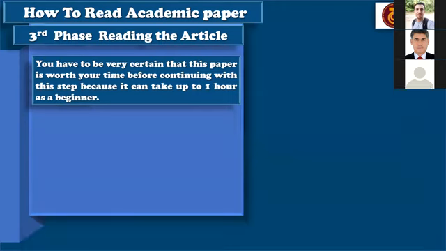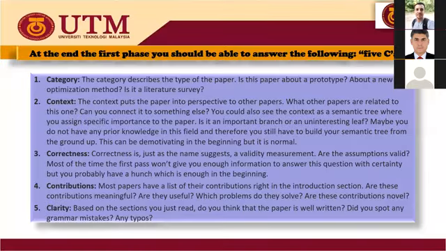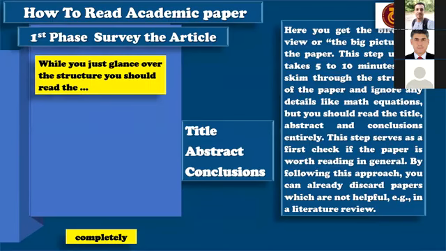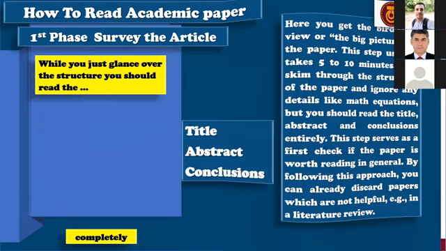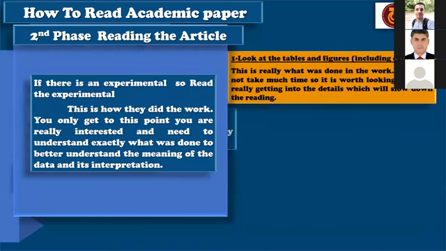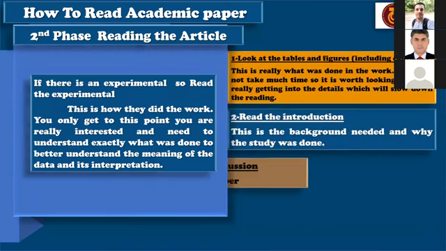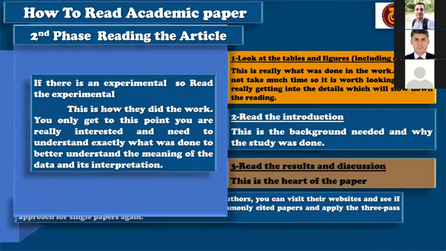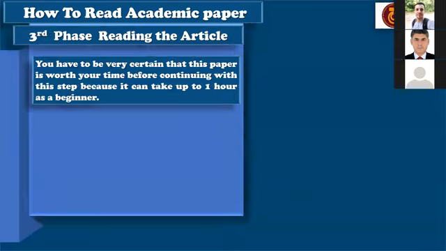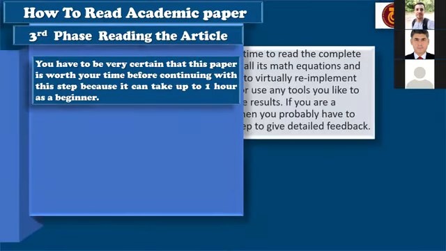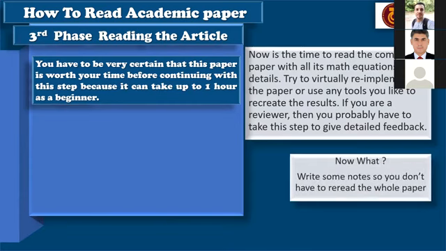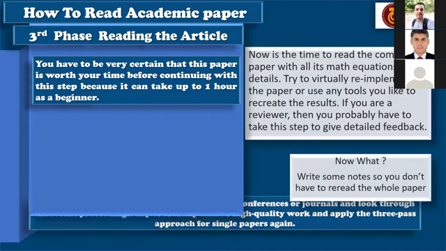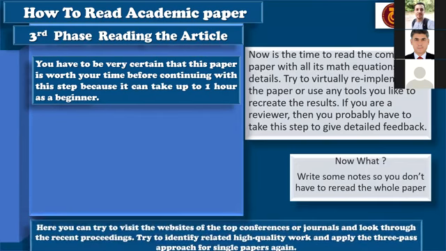It means after the first phase, title, abstract, conclusion, go to the second phase: read tables, figures, read the introduction, and read the results and discussion. Then go to the third phase, where you must read a paper deeply and completely. In this way, you may need from one hour to two hours to read an article completely.